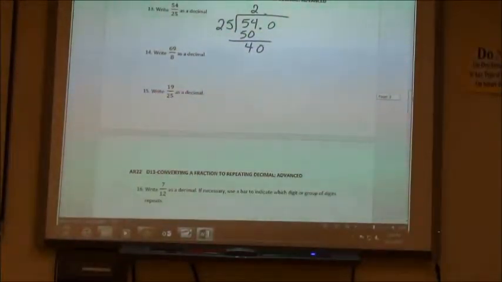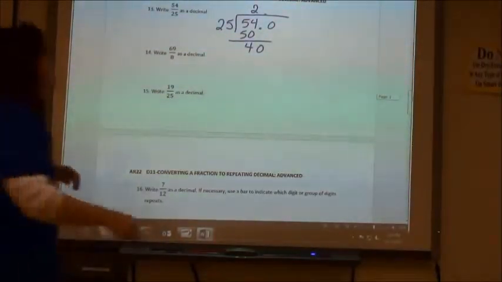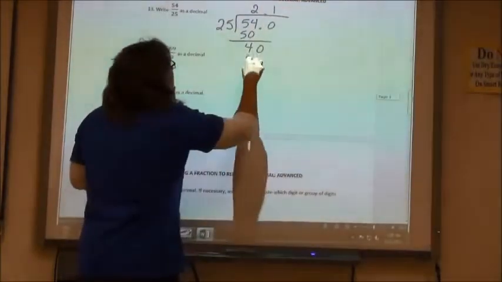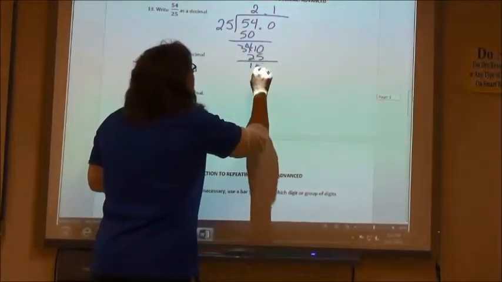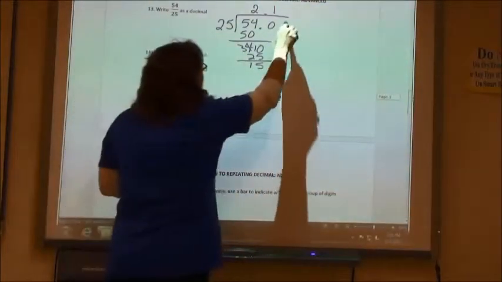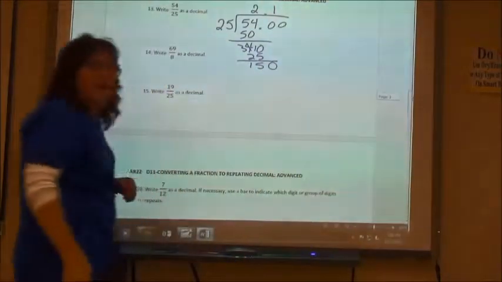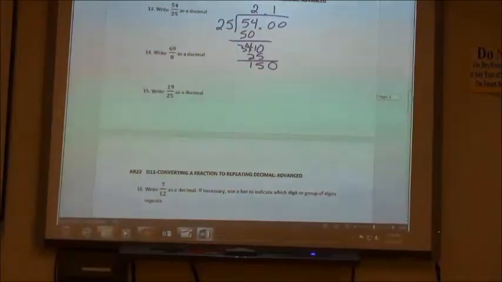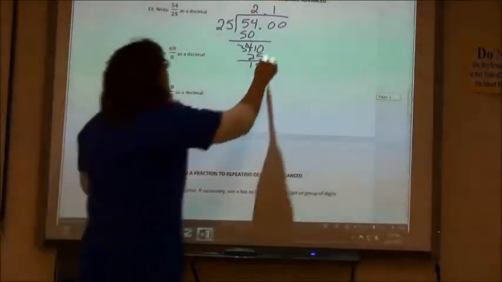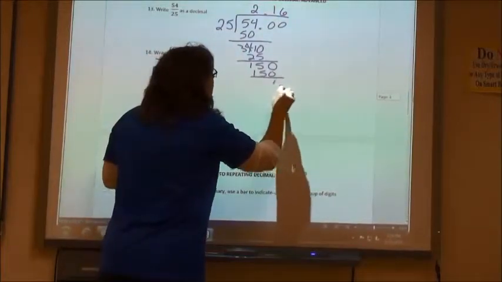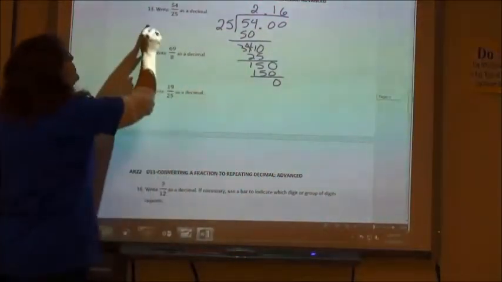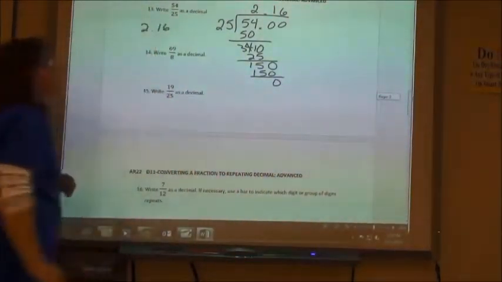25 goes into 40 one time. 1 times 25 is 25. I then have to subtract, and I get 15. I add my 0 and bring that down, right? 25 goes into 150 six times. 6 times 25 is 150. I get a remainder of 0, so 2.16.